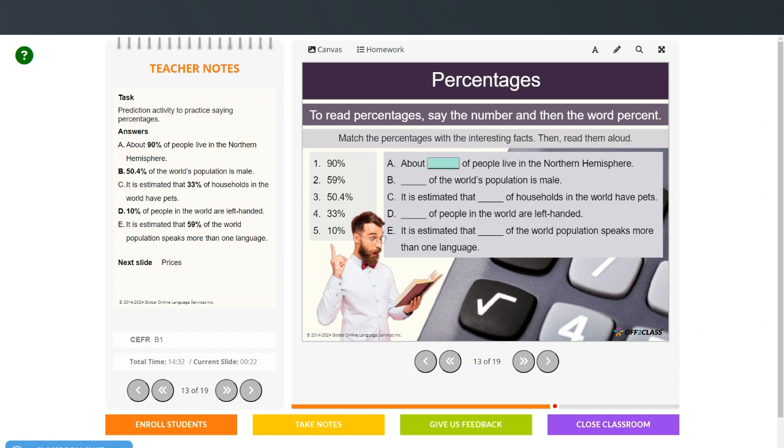So the first one is about 90% of people live in the Northern Hemisphere. About 50.4% of the world's population is male. It is estimated that 33% of households in the world have pets. 10% of people in the world are left-handed. And it is estimated that 59% of the world population speaks more than one language.